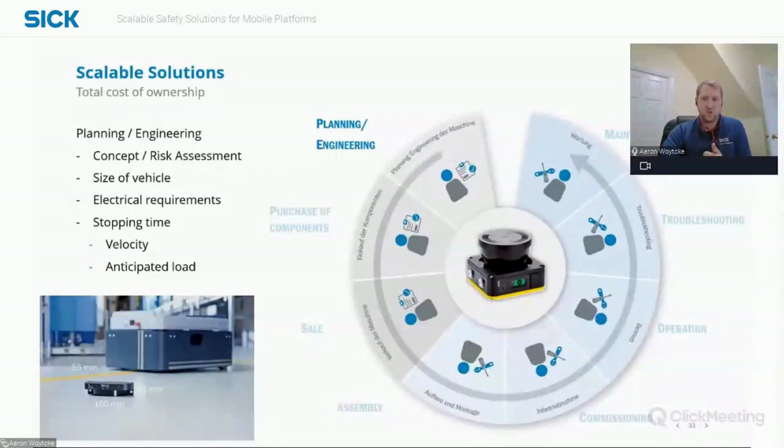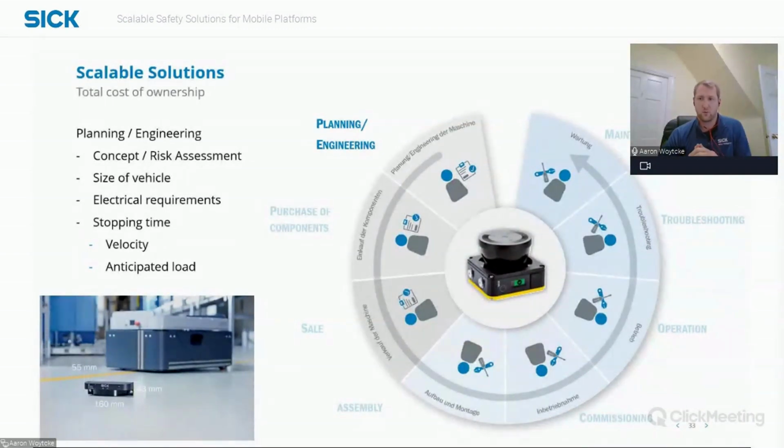Based on the design of the machine, the size of the vehicle may dictate what size safety product could be used. So this may lead into using a smaller product such as the ScanGrid 2. You can see in the lower left corner of the screen, very small, compact device that isn't going to impact the overall size of the vehicle. So when you're designing the vehicle, you can make sure that it's smaller, you're not using as many resources or as much material to build it. So you're going to save the costs of that.